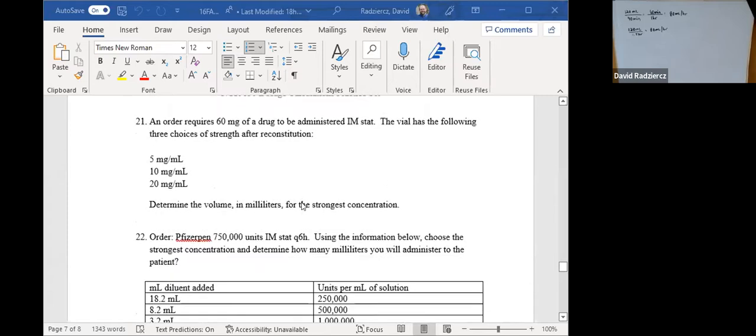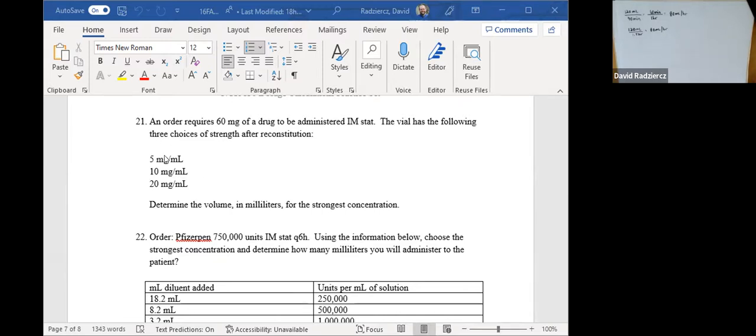And then let me go into this, because I don't think you've seen these yet. All right, so on the last page, like 21, these are kind of like reconstitution questions. If you're at another campus, these questions are a little bit different, but what you're basically going to be doing here is it tells you the order, 60 milligrams. And then it says that there are 3 potential concentrations after reconstitution.